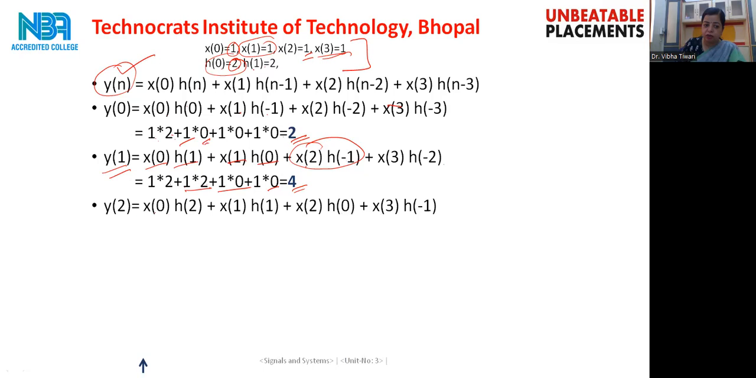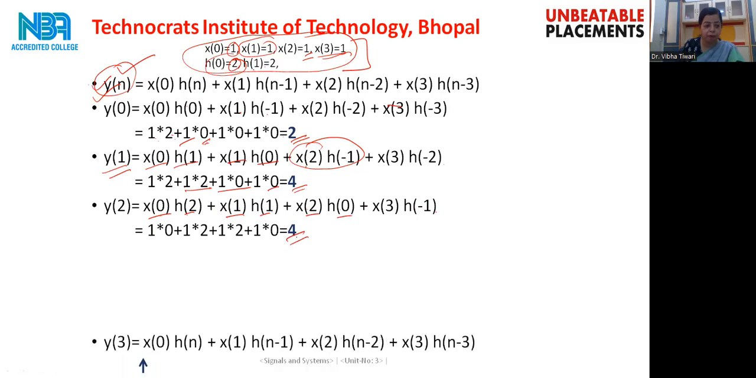Similarly, we can calculate the value of y2 by substituting n equals 1 in this particular expression. We'll get x0 h of 2 plus x of 1 h of 1 plus x of 2 h of 0 plus x of 3 h of minus 1. Then we will substitute various values of x0, h2, x1, h1, x2, h0 by looking into this table. When we substitute this, we will be able to calculate the value of y2 coming out to be 4.